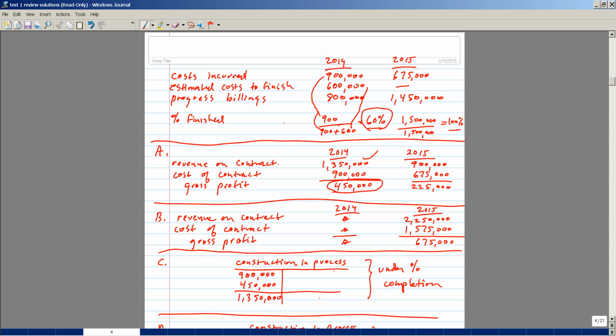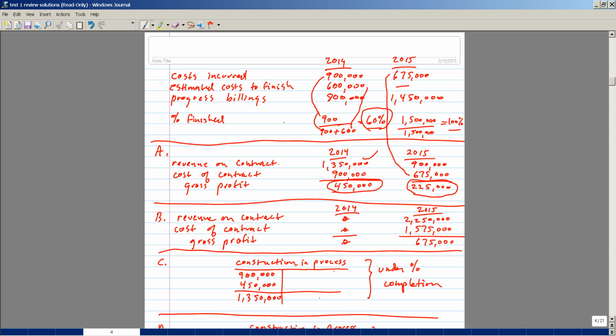The amount of job costs that we're going to report as cost on the income statement is just the amount that we actually incurred that year, $675,000. So gross profit under percentage of completion in the second year is $225,000. Okay, that's the answer to part A of the problem.